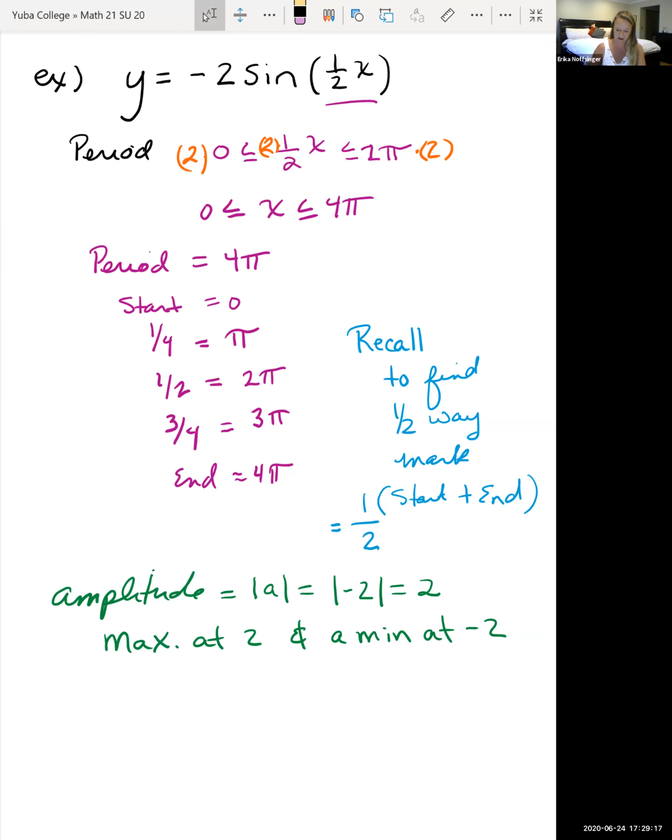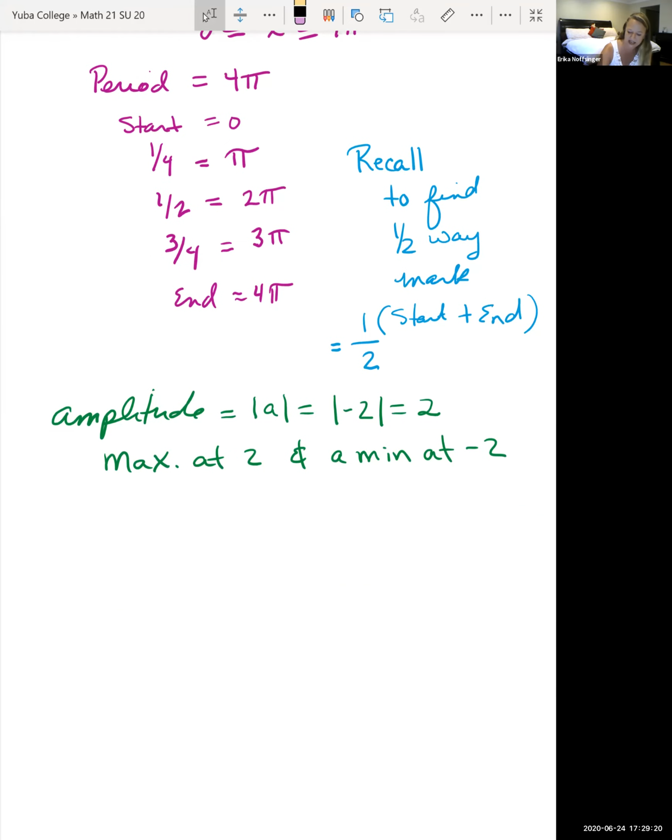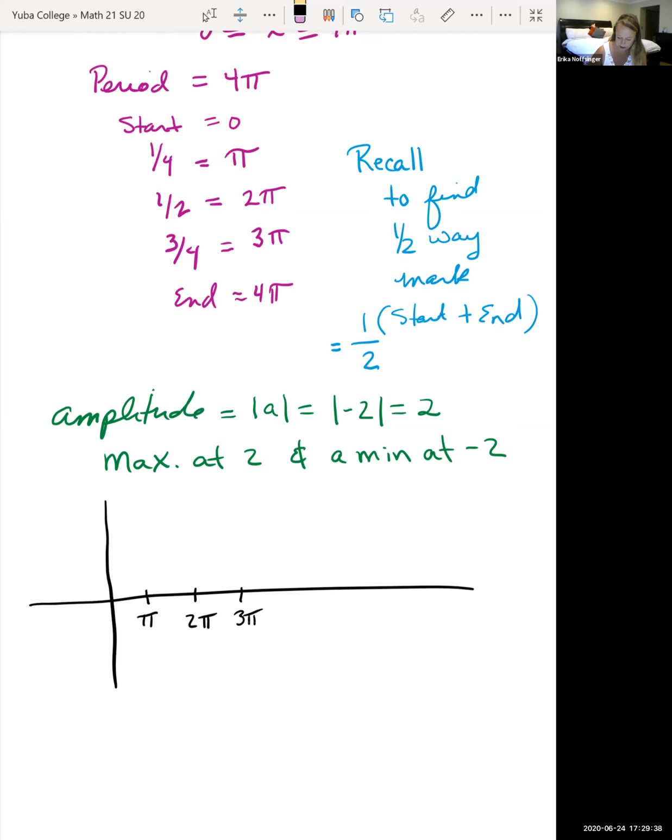Okay, so let's plot those important points on the x and the y-axis. So we have 0, we have pi, we have 2 pi, we have 3 pi, and we have 4 pi. We can go further if we want, but for now, let's just worry about those. And then our amplitude, we said was 2, and our max and min is determined by that.